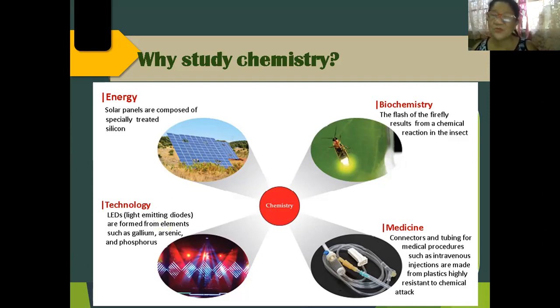Everything that improves our life, especially food, even agriculture, has something to do with technology, and that is very useful using chemistry. Even medicine nowadays: the IV, that is intravenous, which in Visayan is called dextrose. This plastic is highly resistant to chemical attack. So that is in the field of medicine. That is why chemistry is very important in the different aspects of our lives.